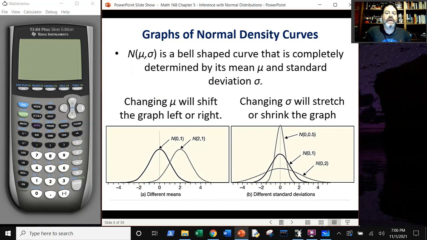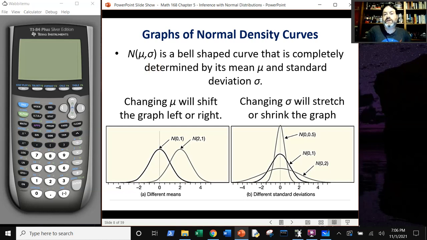So when we look at graphs of these normal density curves, we use this notation. And I know there's a ton of notation in this class. You guys should be used to it by now, let's hope. N just means normal. And then whenever you see parentheses in a math class, it usually means that this is a function. So the things in here are called the parameters, right? Mu and sigma are parameters, as you've seen before. So we're just saying for any normal distribution, if we specify the mean mu and the standard deviation sigma, that completely determines what the graph will look like.